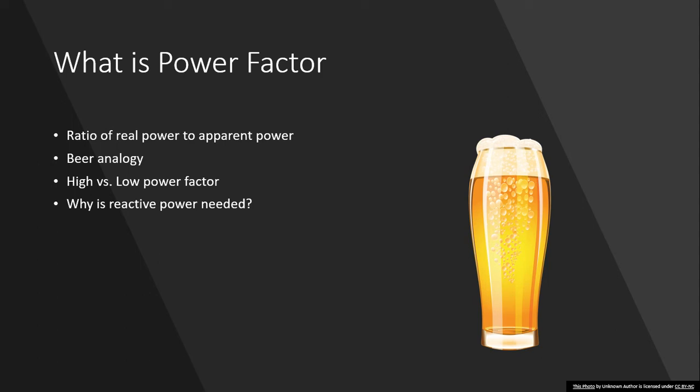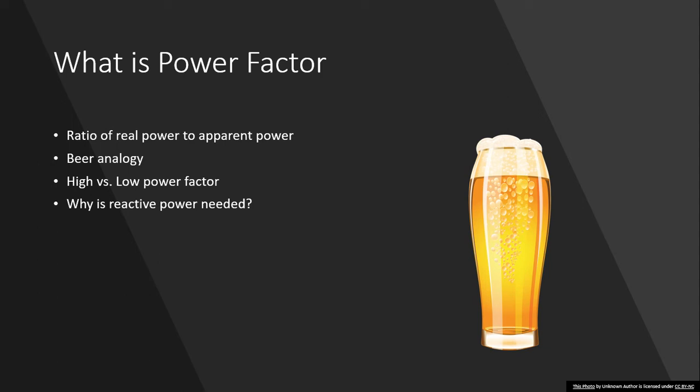And to describe this, I like to use the beer analogy. As you see over here on the right, we have a beer glass, and let's say this beer costs $5. If we have a lot of foam on top, which can be considered the reactive power, we will not be happy. But if we have more beer and the beer goes up to the top, that acts as real power, and the more beer we have, the more bang for our buck we get.